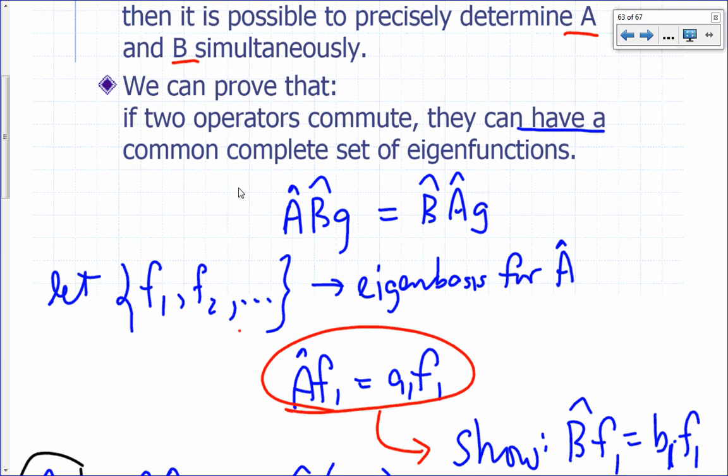they commute. And if we can do that, remember, if your wave function, your psi, is an eigenfunction of an operator, you can precisely determine that property corresponding to that operator.